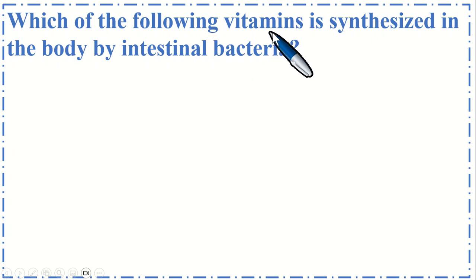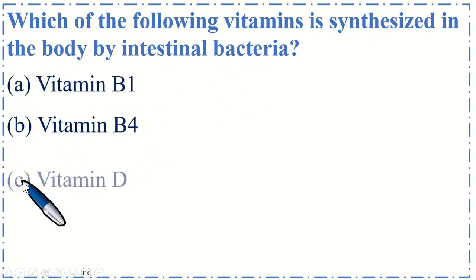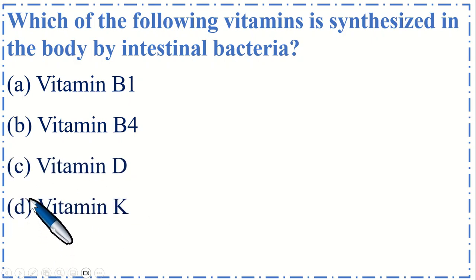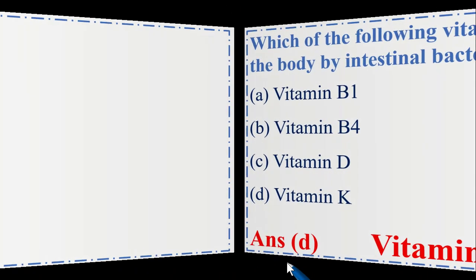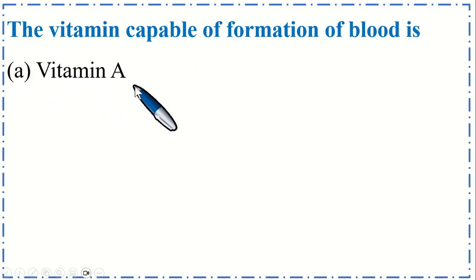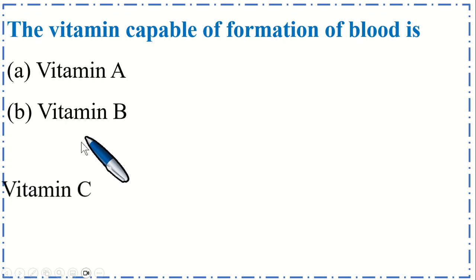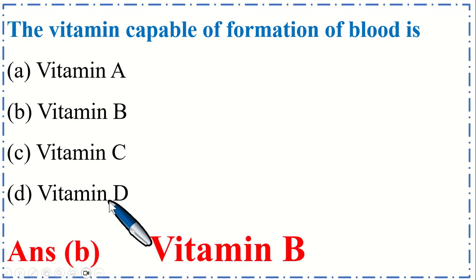Which of the following vitamins is synthesized in the body by intestinal bacteria? Option A vitamin B1, option B vitamin B4, option C vitamin D, and option D vitamin K. So the correct option is D vitamin K. The vitamin capable of formation of blood is option A vitamin A, option B vitamin B, option C vitamin C, and option D vitamin D. So the correct option is B vitamin B.